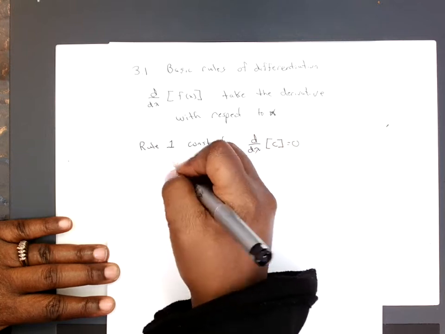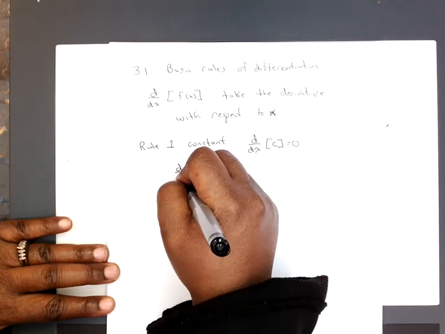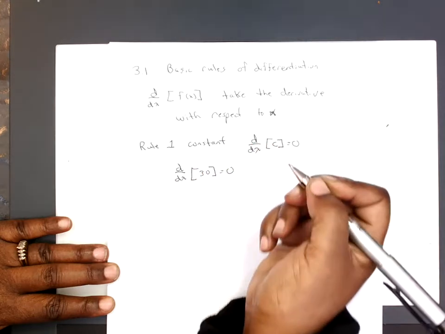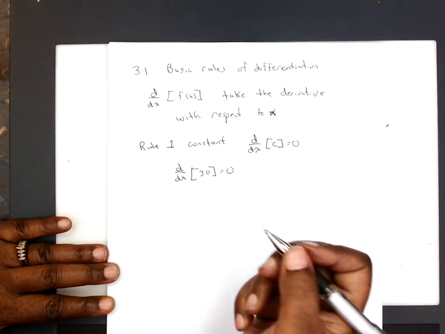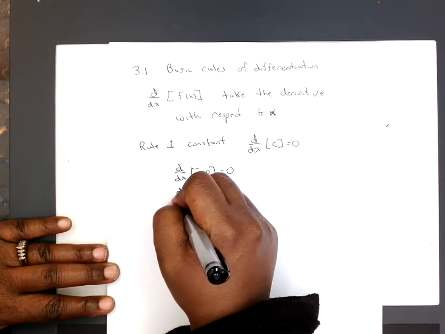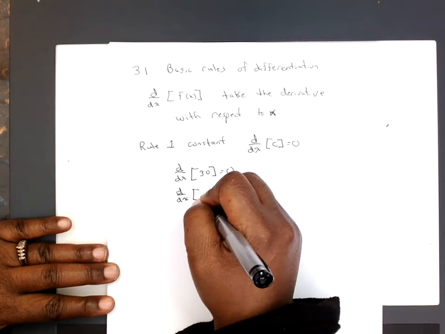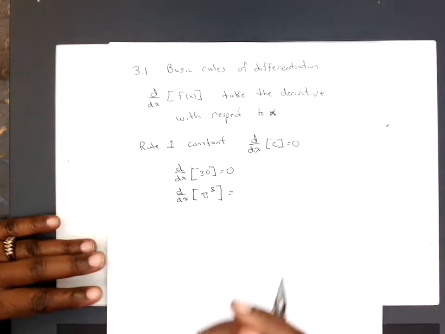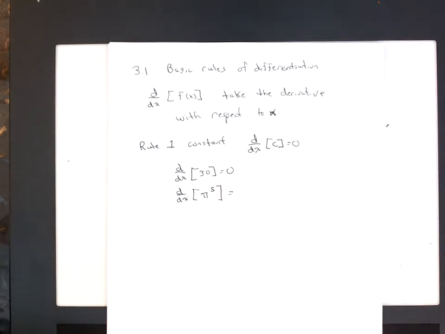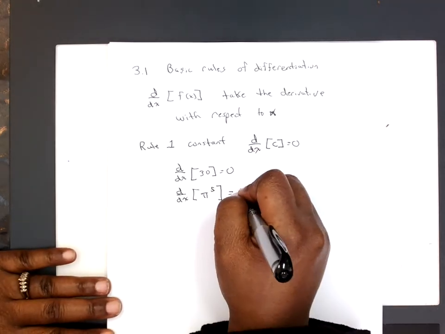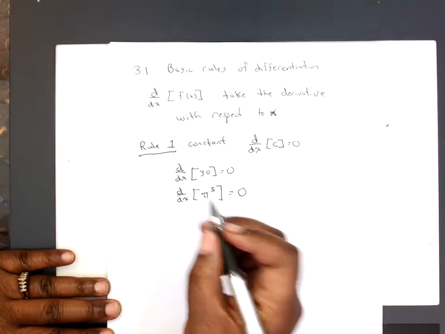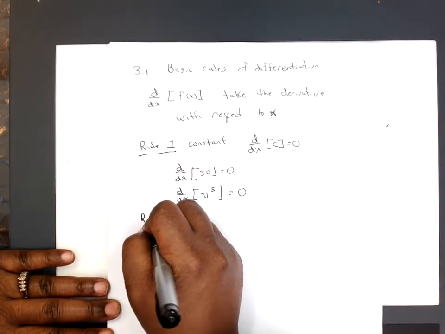And I had a couple examples. d dx of 30 is equal to 0. d dx of negative 2 is equal to 0. And then I had d dx of pi to the 5th, which seems kind of weird, but it's just a constant. Pi is 3.14, and then we're taking it to the 5th power, so we still just get a real number, so that derivative is also equal to 0. So that's rule 1 when I have a constant.